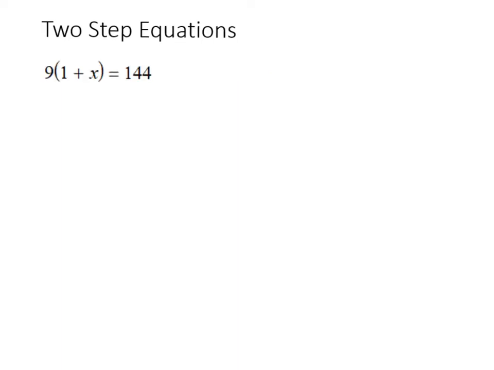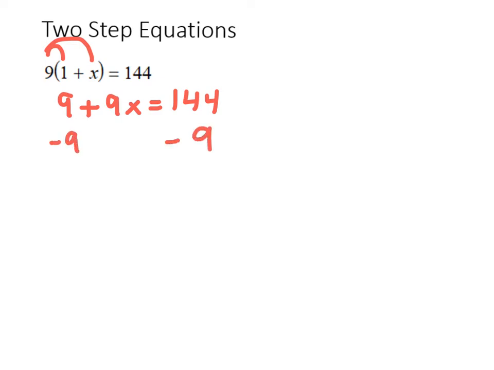In the next example, the first thing we always want to do is simplify. So whenever we see that 9 with the parentheses, we want to distribute that 9 to both of our terms. So it would become 9 plus 9x equals 144. Now we're going to go through the process of isolating the variable. So the first thing we want to do is get rid of that 9. Since 9 is being added to 9x, we can subtract 9 from both sides. And that will leave us with 9x is equal to 135.